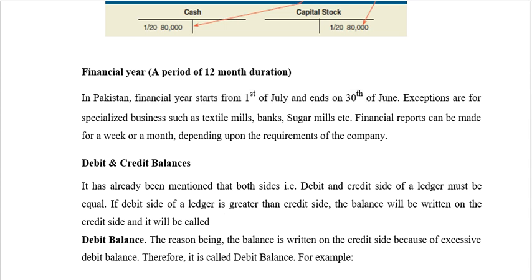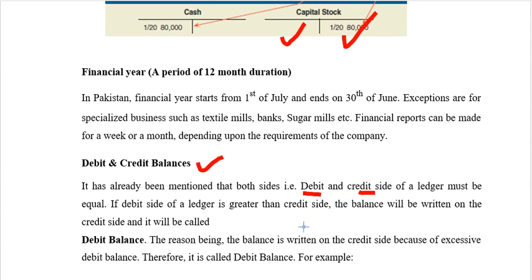Now the debit and credit balances class is normally how we can get the debit and credit side. We have already mentioned both sides: the debit side and the credit side of a ledger. On a T account, this is the credit side and this is your debit side. If the debit side of a ledger is greater, then how can we get the balance? It is simple mathematics, not a very difficult thing.